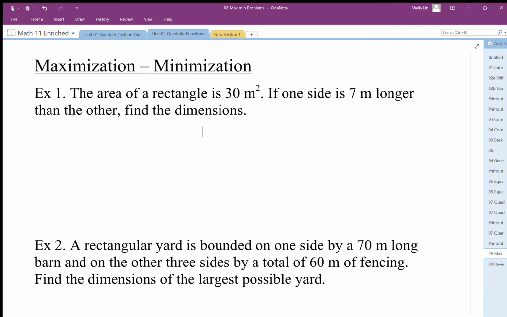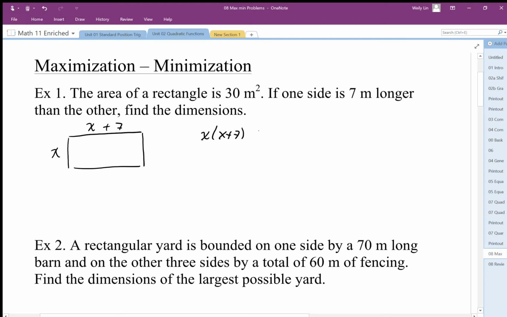So if we take a look at this problem here, we have an area of a rectangle is 30 meters squared, and one side is 7 meters longer than the other. Okay, so we're going to just draw a picture here. We're going to call this side x, and the other side is going to be 7 meters longer, so we'll call that 7 plus x. And so the relationship is that length times width is equal to the area of 30.